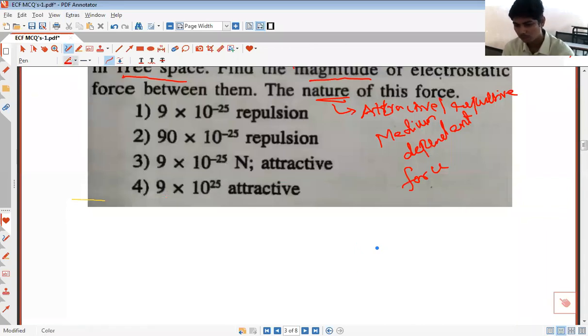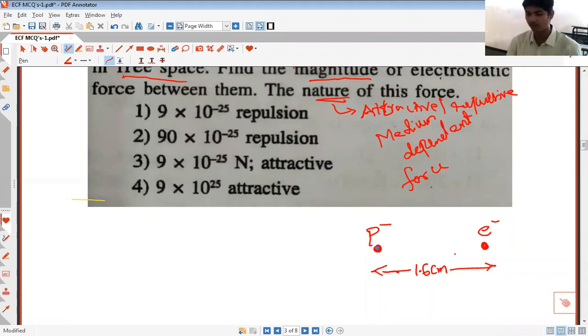It is said that a proton and an electron are kept in free space. Let us suppose this is a proton and this is an electron. They are placed in vacuum at a separation of 1.6 centimeter. Right? This is the separation between proton and electron given. You need to find the force between them. Proton attracts the electron towards itself by exerting a force. Similarly, electron also attracts proton by exerting a force on it. We need to find what is this force.